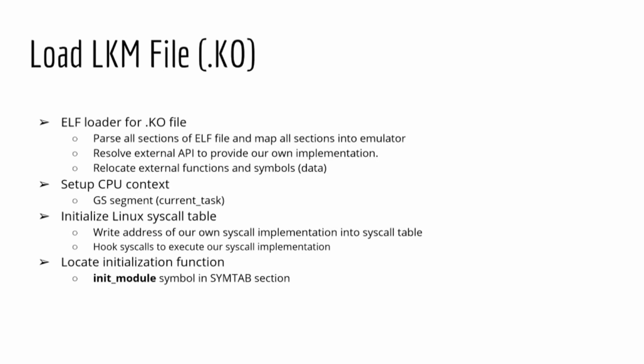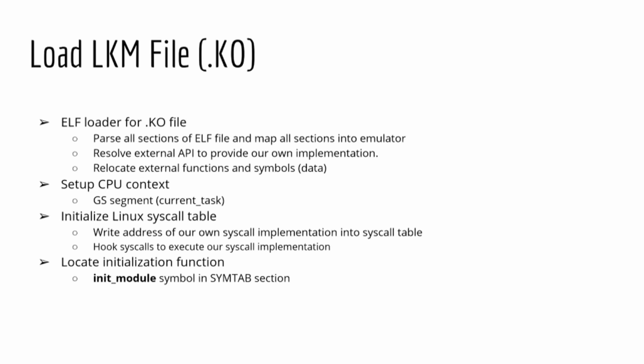The next thing Demigod has to do is set up the CPU context so the kernel rootkit can function properly. One of them is that we need to set up a GS segment for the current task, because many kernel rootkits try to access the current task, and they need the GS segment for this.